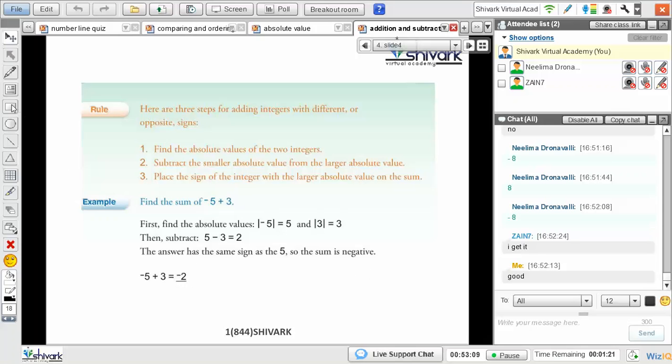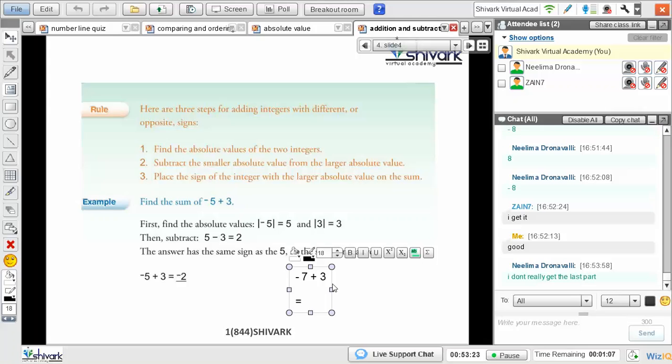Okay, let me give you some more examples. Let's say minus 7 plus 3. So what will I do? I will first do subtraction because they are integers of opposite sign, even though here it's addition, okay? Remember, this is the rule of addition. I'm adding integers of opposite signs. So I will say 7 minus 3 is 4, right? And now which integer is bigger? 7 is bigger and the sign is minus, so I'll place minus 4. Clear?